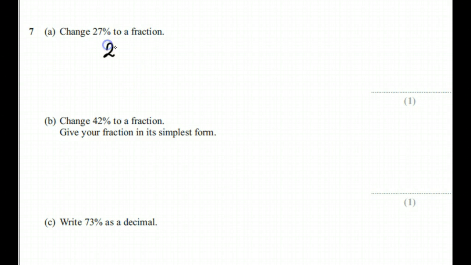Any percentage can be quite easily changed to a fraction by writing it over 100. And if possible, you'll want to simplify that. But 27 and 100 do not have a common factor. 3 will go into 27 and 9 will, but that won't go a whole number of times into 100. So your final answer is 27 over 100.